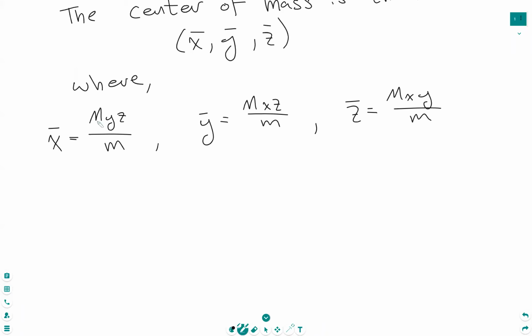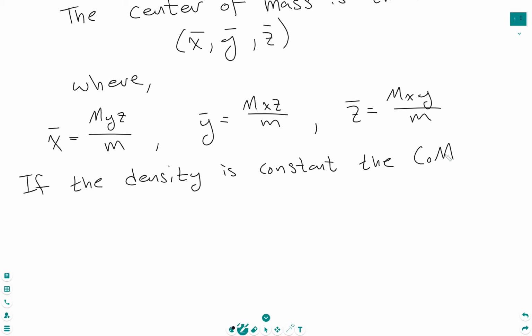And then we're just going to define one last thing, and we'll take our break. If the density is constant, the center of mass, COM, is called the centroid of the volume E. Just a special name that's given to objects that have constant density.